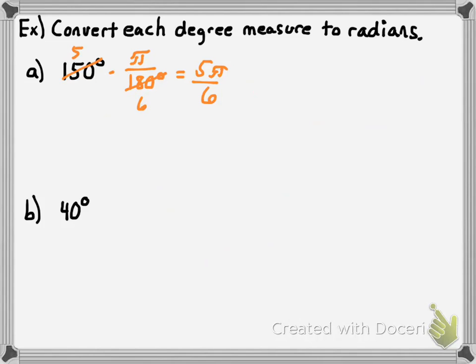And then for 40 degrees, again, multiplying by pi over 180. Well, the greatest common factor for 40 and 180 is 20. This will become 2. This will become a 9 then. There are 2 pi over 9 radians in 40 degrees.